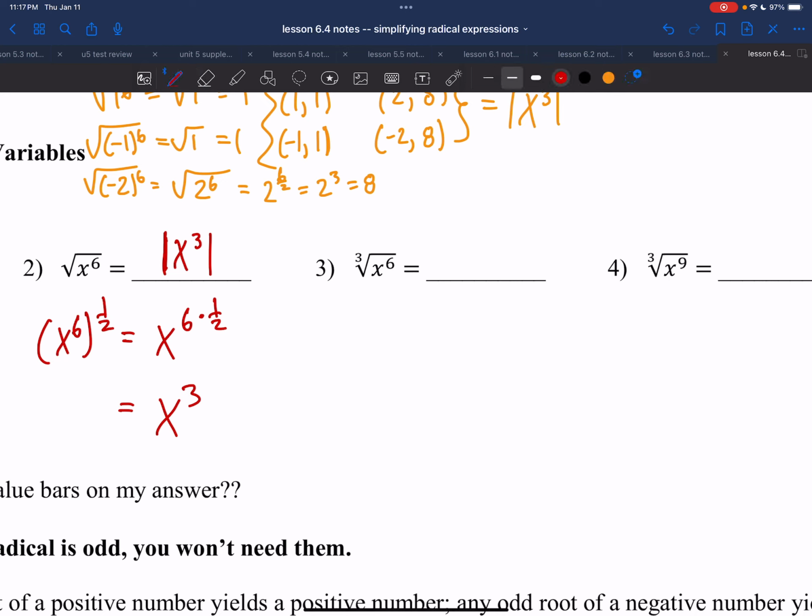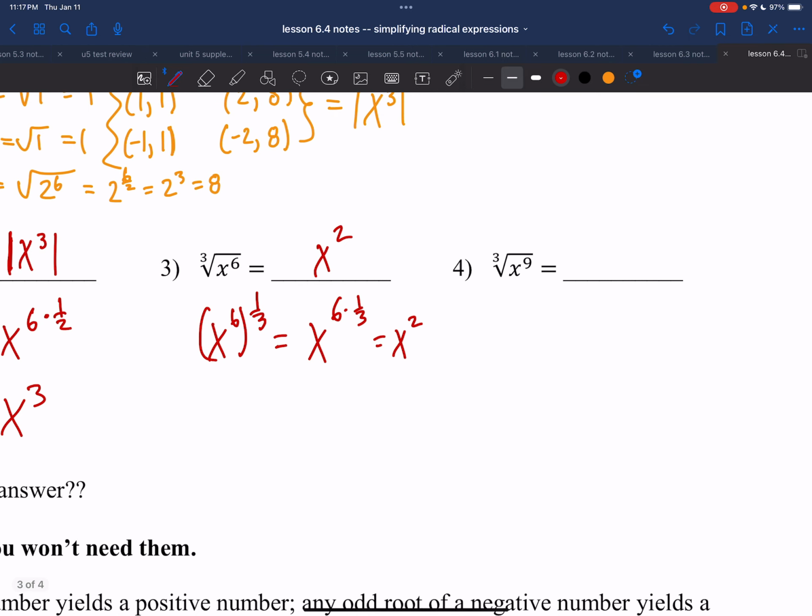Okay, I keep going. I get cube root of x to the 6th. It's x to the 6th to the 1/3, which is x to the 6th times 1/3, which is just x squared. Right? And again, here, it doesn't matter whether you plug in positive or negative, because when you square a negative, it'll be positive. When you square a positive, it'll be positive. So no matter what, it's going to be fine. I don't need absolute value because it already is positive, right?